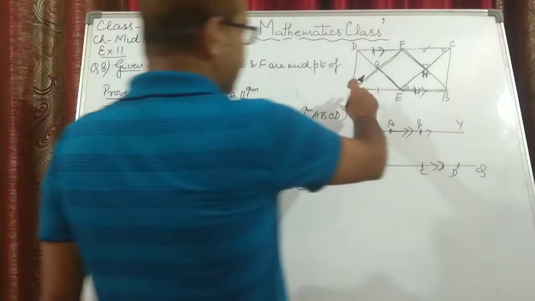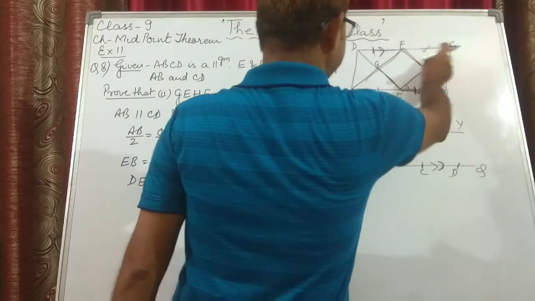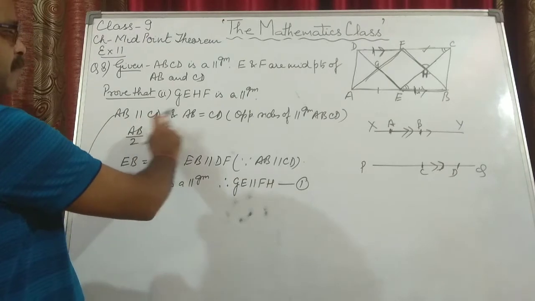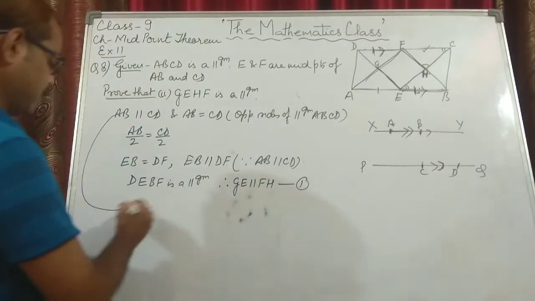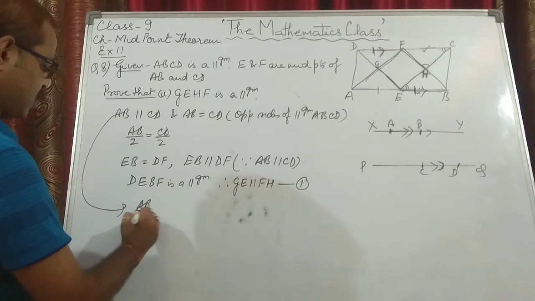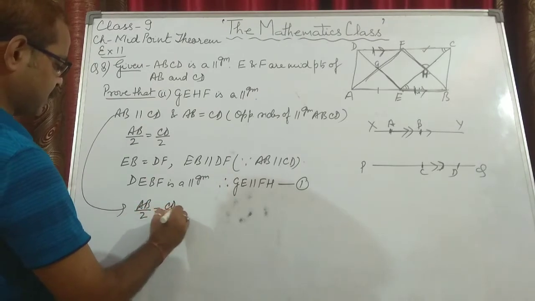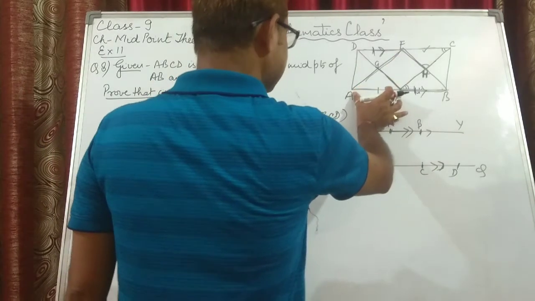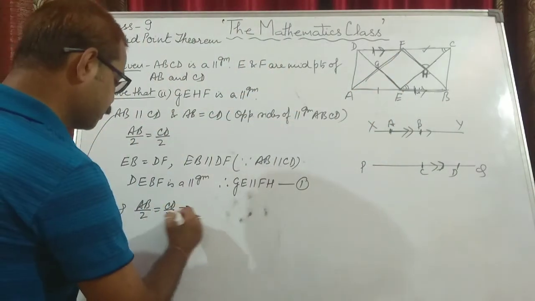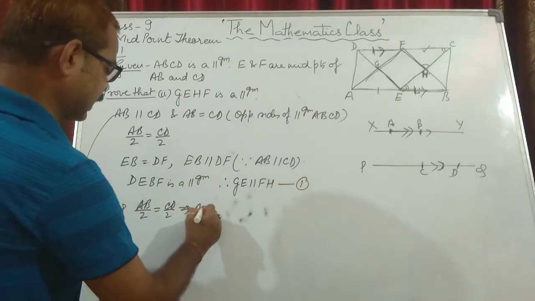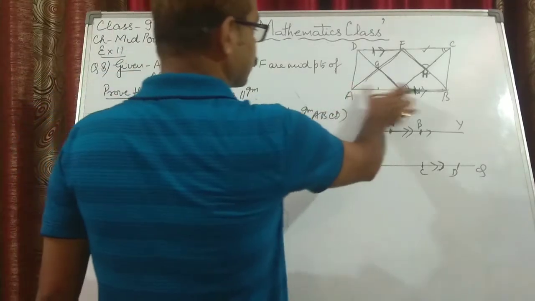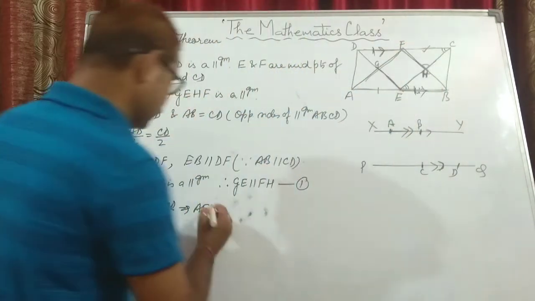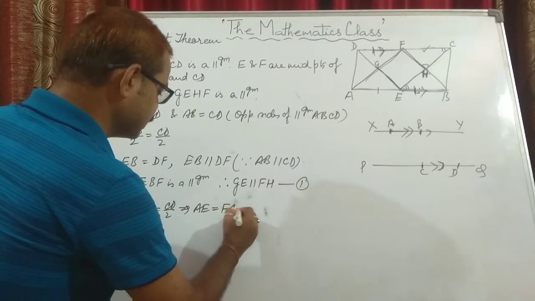Again, AB and CD are parallel, using this only. AB and CD are parallel and AB is equal to CD. So we can say again half of AB is equal to half of CD. Now half of AB can be considered as AE. So instead of AB upon 2, we can write AE, since AE is also half of AB, and instead of CD upon 2, we can write FC.